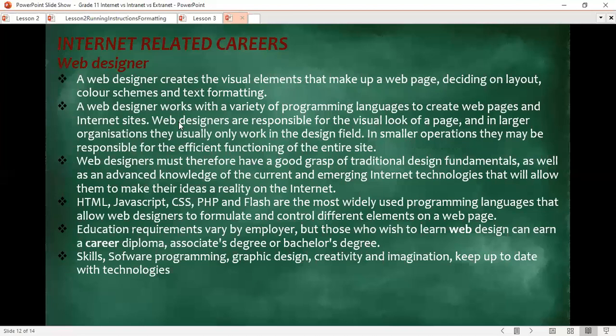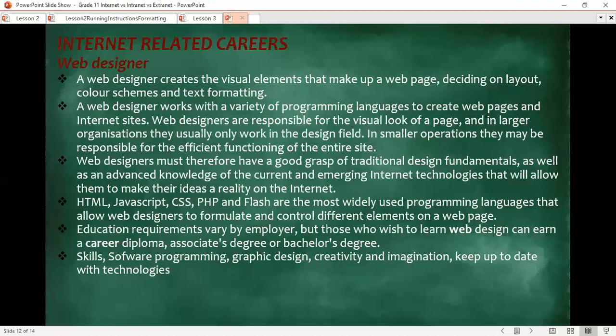Okay, now we are going to come to internet related careers. The first thing that you can be, if you are interested in internet related careers, is a web designer to design websites and web pages. So let's see what a web designer does. We have a web designer and a web author, and I will highlight the differences between the two.